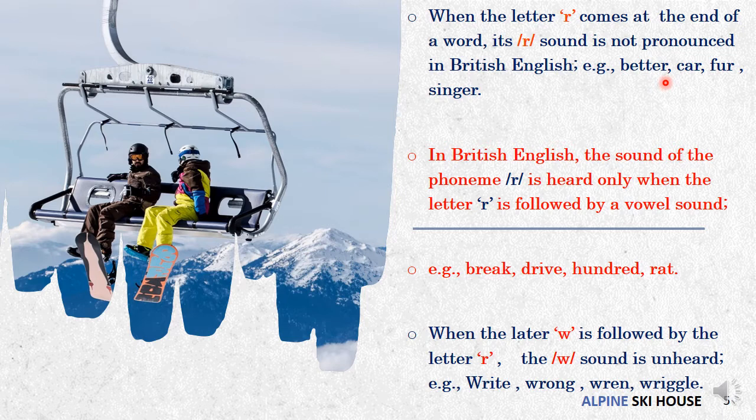In British English, the sound of phoneme R is heard only when the R is followed by a vowel sound. What are the vowel sounds? 12 pure vowel sounds, which are monophthongs, and 8 diphthongs. As we have already studied, there are 20 vowel sounds from A, E, I, O, U. So, in British English, the sound R is heard when the letter R is followed by a vowel sound, like break, drive. So when I say break, after R, I am saying ache.